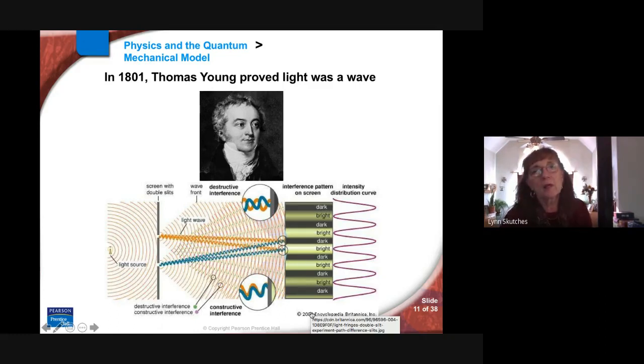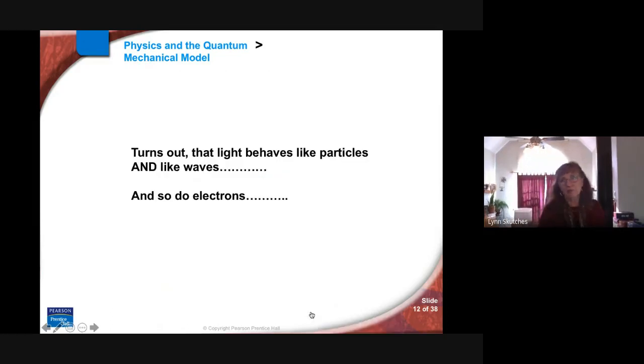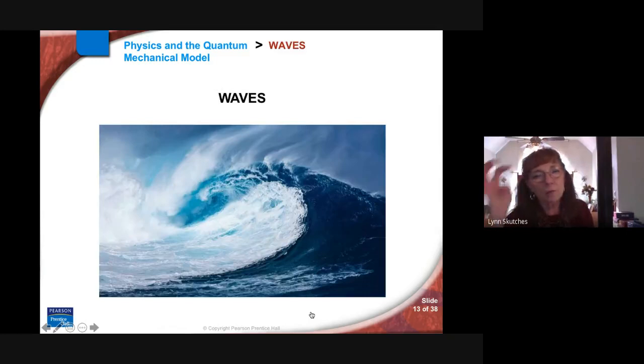There are other experiments that prove that light behaves like a particle, and that's the dilemma we still kind of face. How does that happen with light? How does that happen with electrons? We know electrons are particles, but they also have wave-like characteristics. So that's kind of the link between all this.